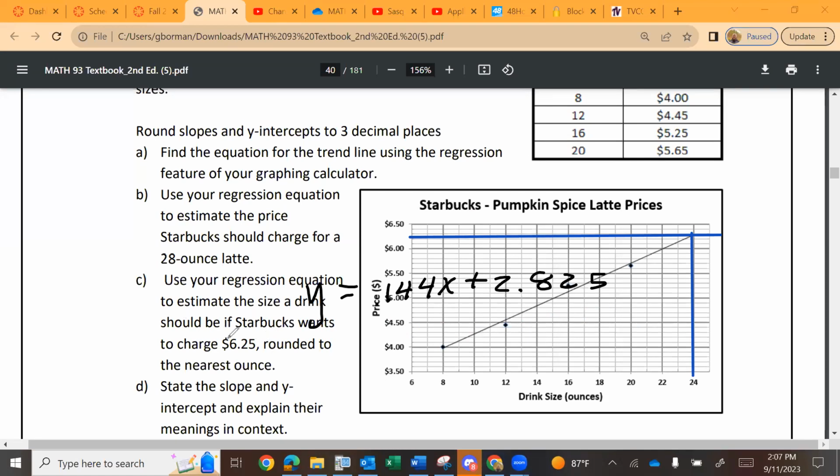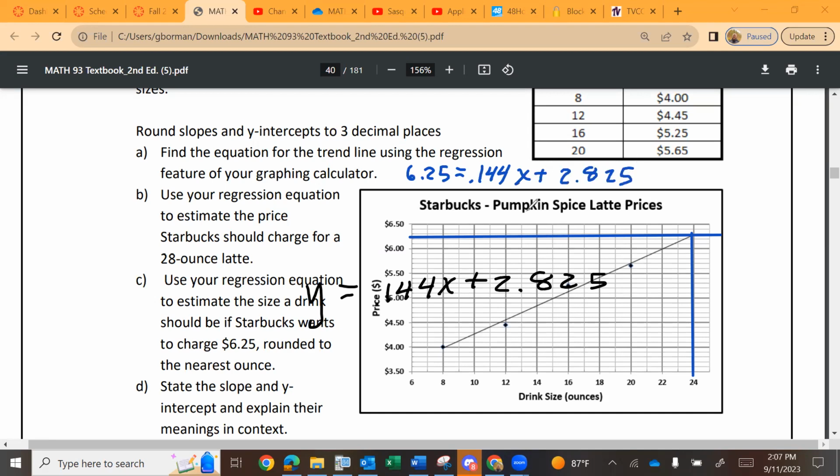This time they say 6.25 is a dollar amount, a Y value. So I'm going to plug 6.25 in for Y, not for X. On part B, they gave me an X number, an ounce number. On part C, they're giving me a dollar amount, a Y number. So I plug it in for Y. If I plug the 6.25 in for X, that says 6.25 ounces, and that's clearly not what I want.